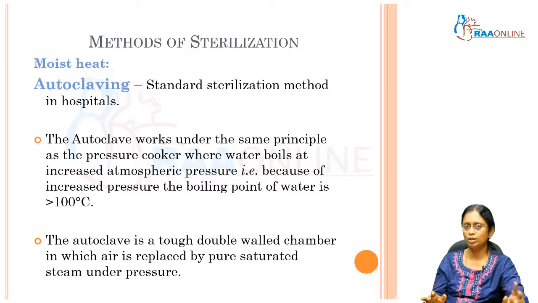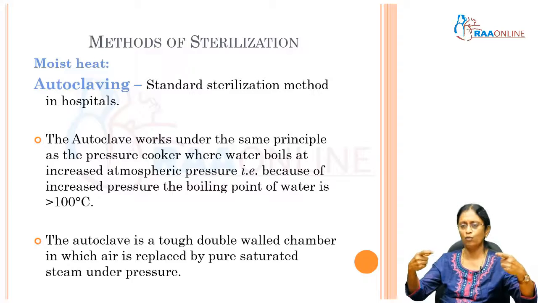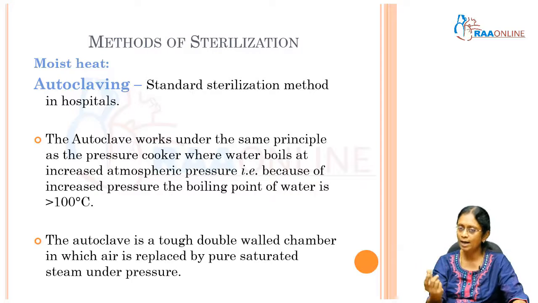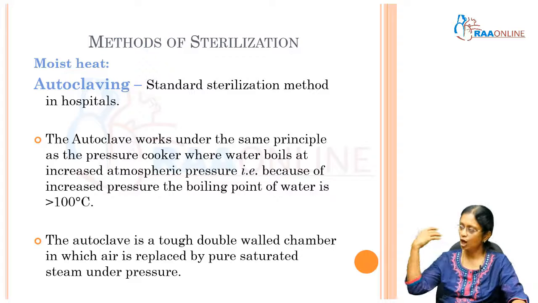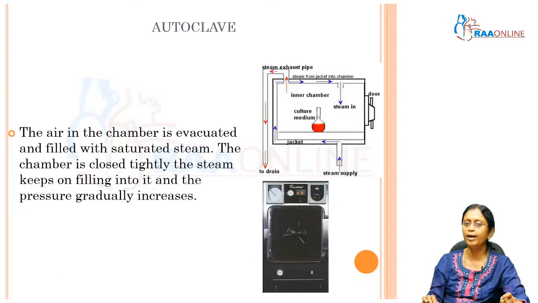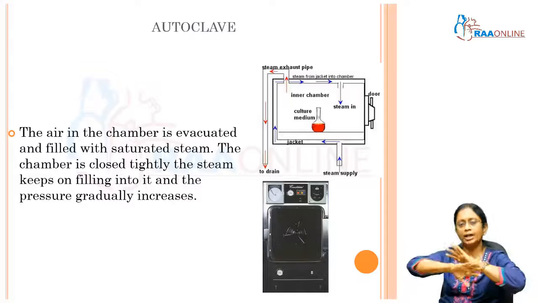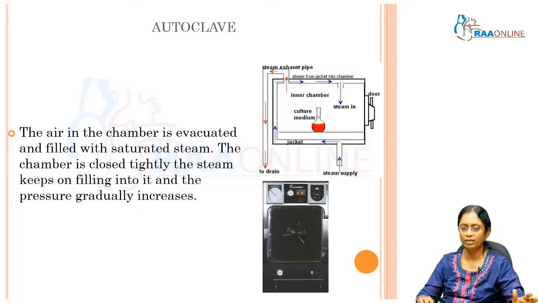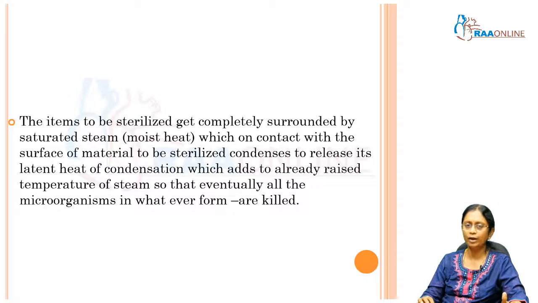Now, autoclaving is the gold standard for killing your spores, your bacteria, everything. It works on the same principle as a pressure cooker, where water boils at increased atmospheric pressure. An autoclave is made of a double thick walled chamber within which saturated steam circulates under pressure. The air in the chamber is evacuated and it is filled with saturated steam. The chamber is closed tightly, so the steam fills the entire cavity and the pressure gradually rises, okay.